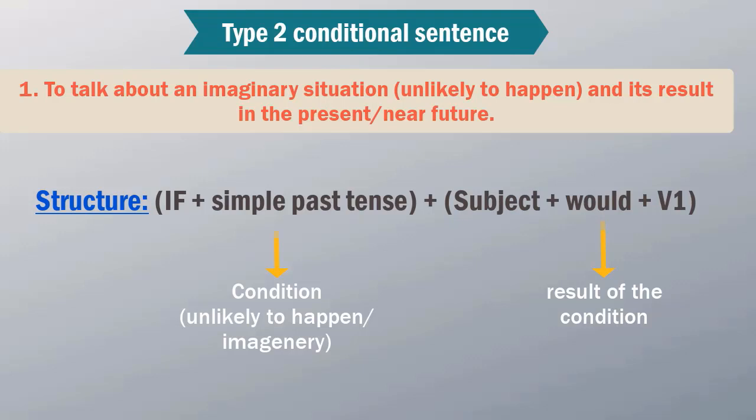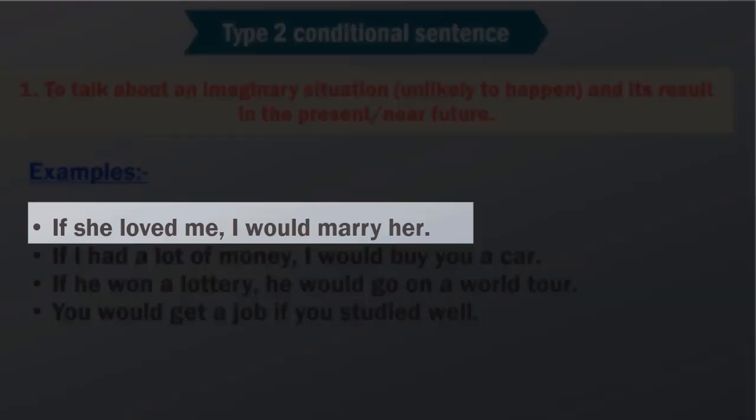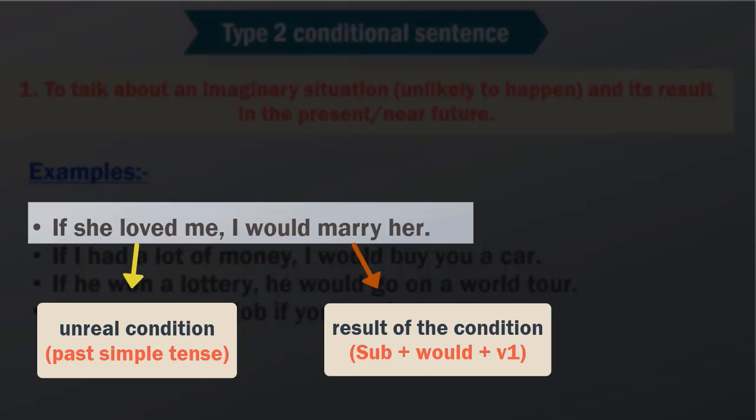So if plus simple past tense refers to the imaginary situation. Guys, past tense refers to completed actions, right? But using if creates an imagination of the completion of the action. Now let us look at these examples. If she loved me, I would marry her. If she loved me, I would marry her.